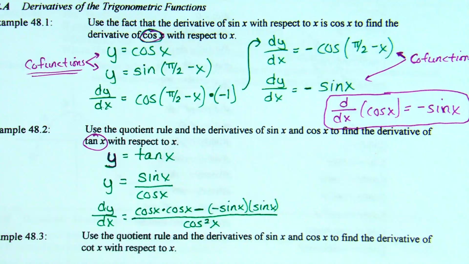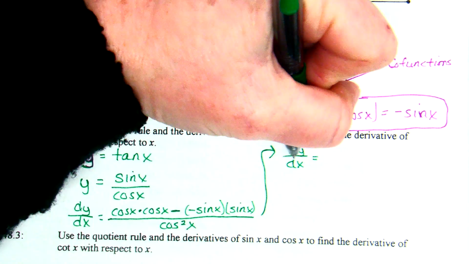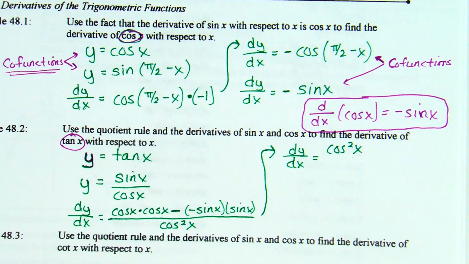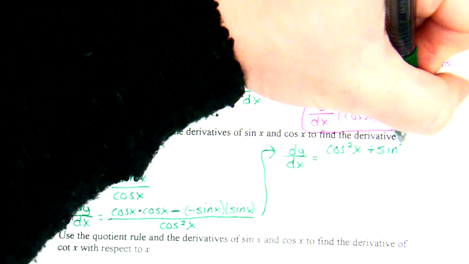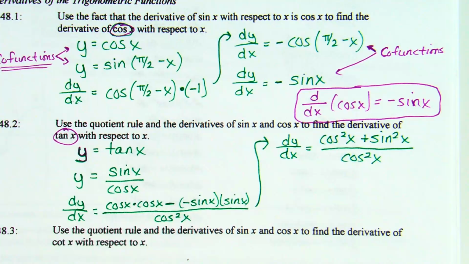Okay, clean up. Cosine x times cosine x is cosine squared x, minus negative sine x times sine x. It ends up being plus sine squared x, all over the denominator of cosine squared x. What do you know about that numerator? 1. Pythagorean identity. Sine squared plus cosine squared equals 1.